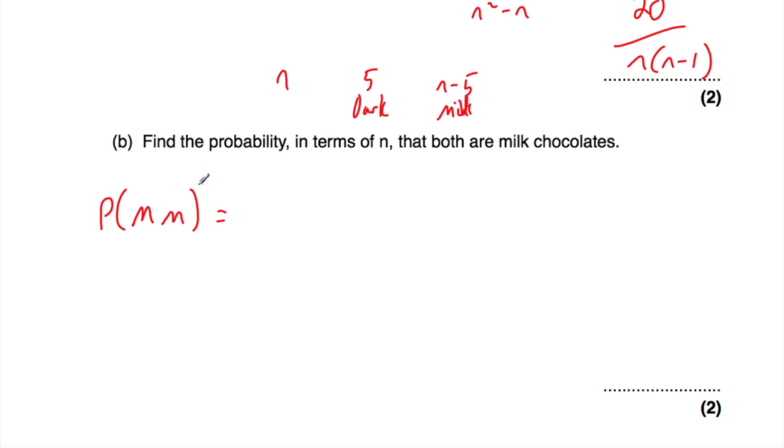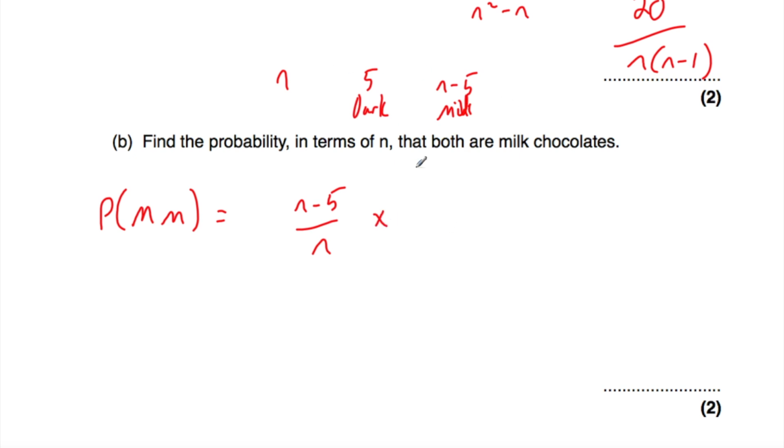Okay, now we want to find the probability of a milk chocolate and then another milk chocolate. So in terms of the first one being milk chocolate, it's going to be the number of milk chocolates, which is n minus 5, over the total, so that's over n. That's the probability that the first chocolate is milk chocolate. Then we're going to times it by.